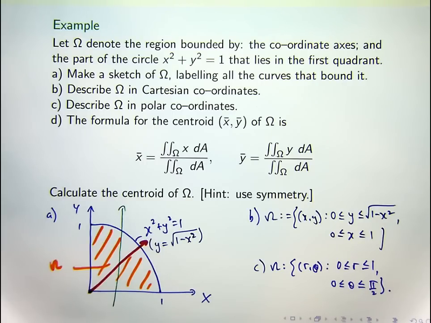Let's use the formulae in part D to calculate the centroid. Now remember, the centroid is like a centre of area or a centre of a region, kind of like a balance point, if you like. It's a special case for the centre of mass when you have basically constant density. Okay?